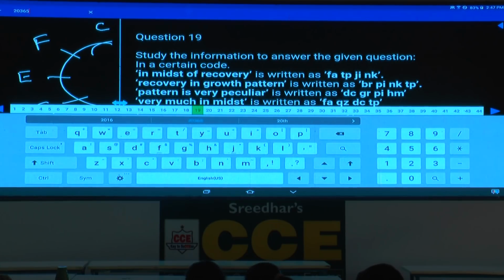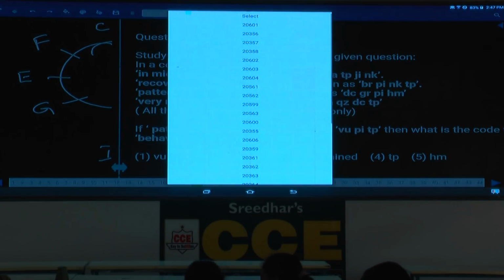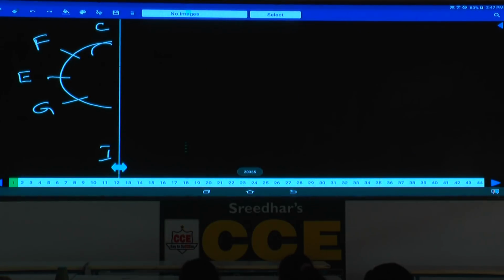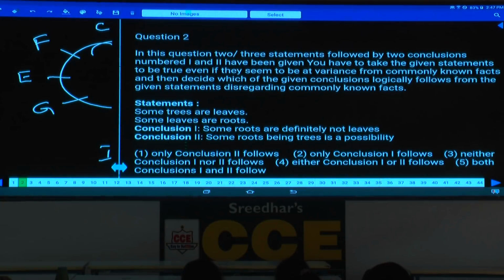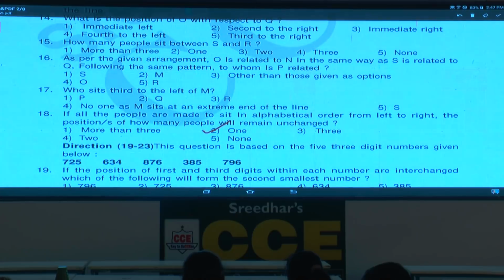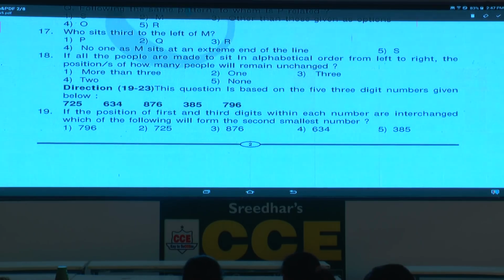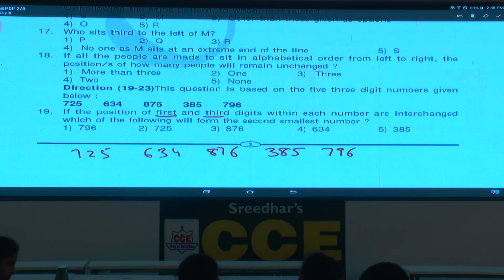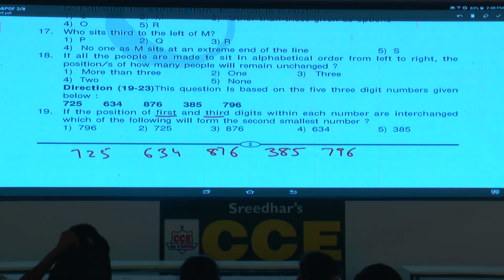If the positions of the first and the third digits within each number are interchanged, the positions of the first and the third digits within these numbers are interchanged. Then in this one, what are the numbers here? 725, 634, 876, 385, and next one 796. Now positions of the first and the third digits within the number are interchanged. First and third digits interchanged is nothing but the entire number reversed, isn't it? Third digit is coming to the first place, first digit is going to the third place. That means the number is reversed.